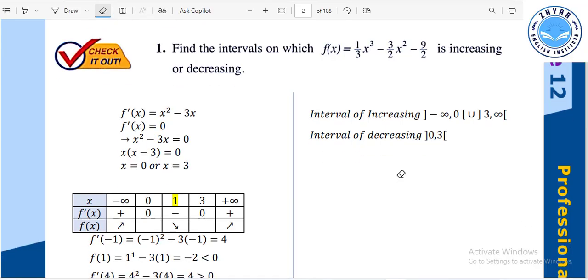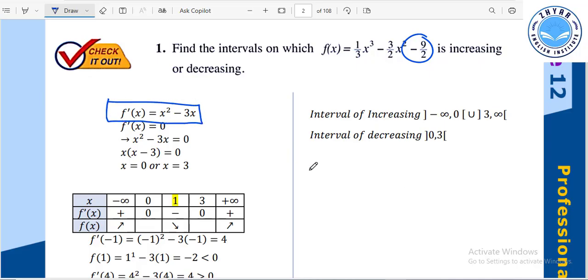Second example, the question again says find the intervals on which this function is increasing or decreasing. Okay, now you know, since the question is about increasing, decreasing, we're going to do the first derivative. The first derivative here is 3x power 2, 3 cancels 3, that's only x squared remaining. And here it's going to be 2x, 2 cancels 2, only negative 3x is remaining. And the derivative of 9 over 2, which is a constant, is 0. Then this is f prime x.